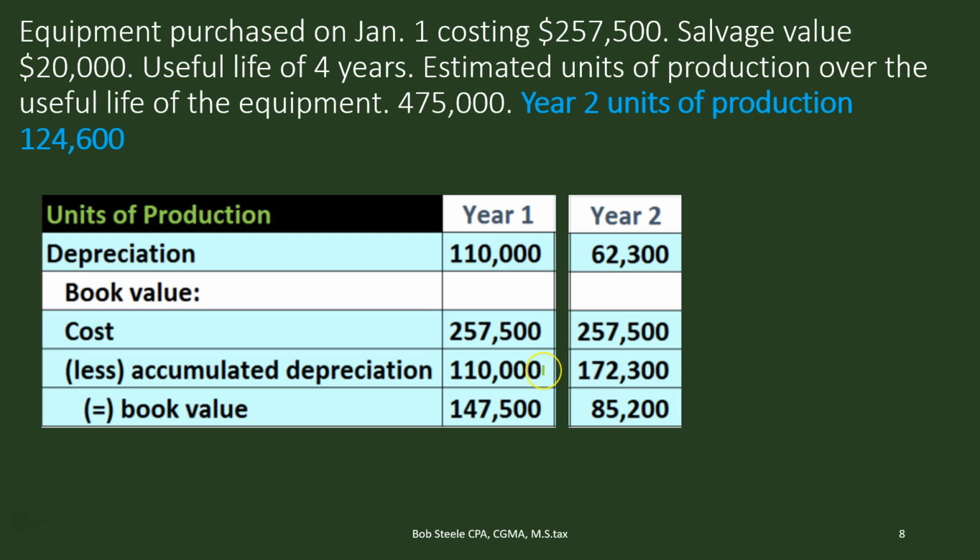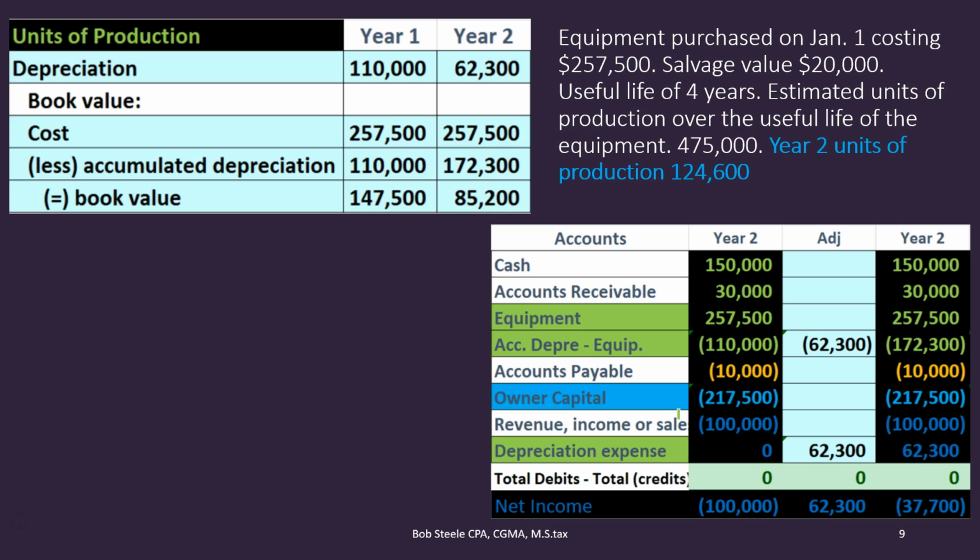Well, it could be the last year's accumulated depreciation plus the current year's depreciation expense will give us this 172.3, or we can add up the depreciation expense throughout the life of the equipment to this point being 110,000 plus the 62.3 would also give the 172.3. So the cost less the accumulated depreciation gives us the book value of 85,200.